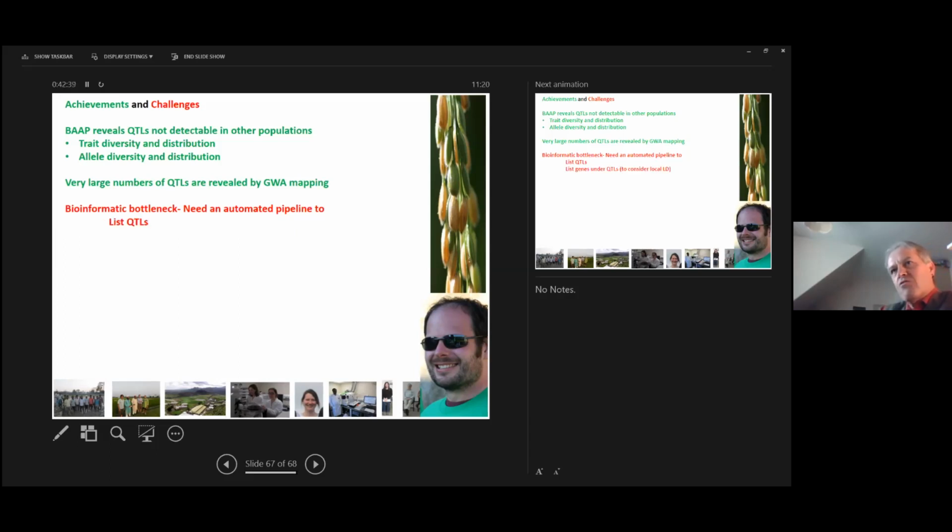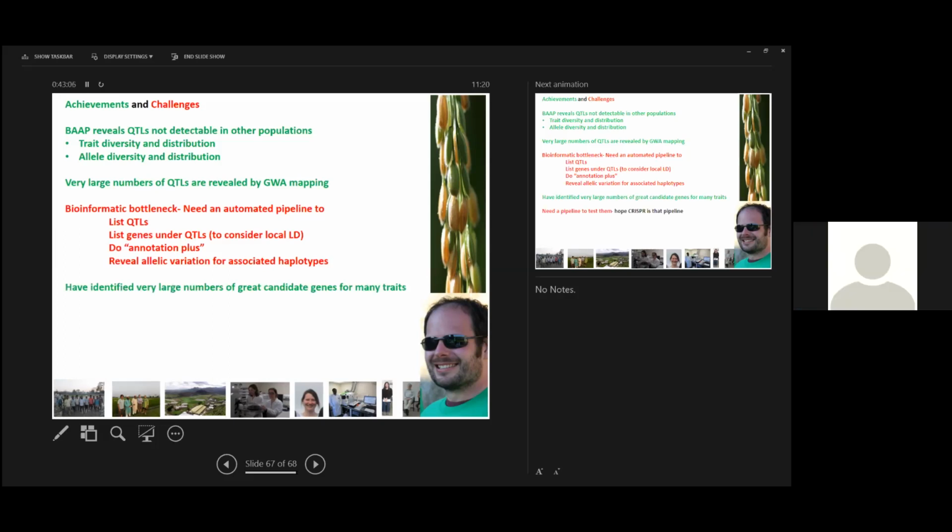So we need an automated pipeline to list QTLs, list genes underneath QTLs. At the moment, we do this all by hand. We need an improved annotation, because at the moment that's not really good enough, to reveal genetic variation. Interestingly, we tried to write a grant proposal a while ago with Assam Agricultural University to try and advance this, but we were not successful in getting that funding.